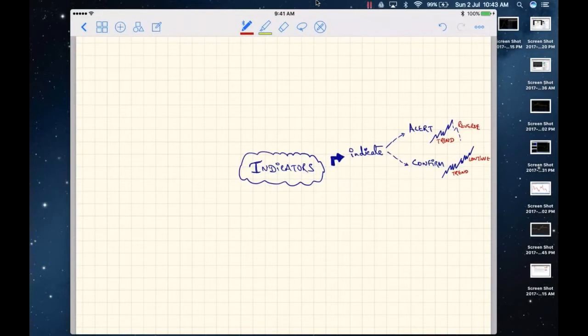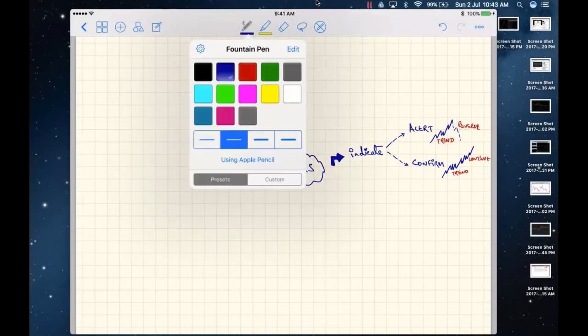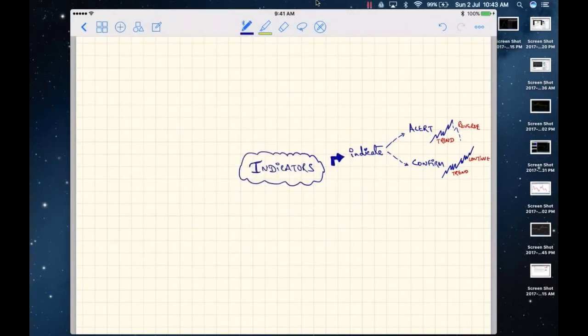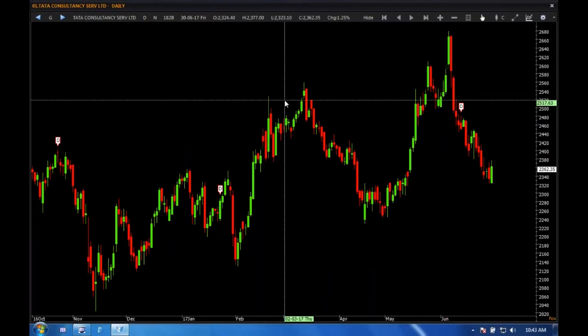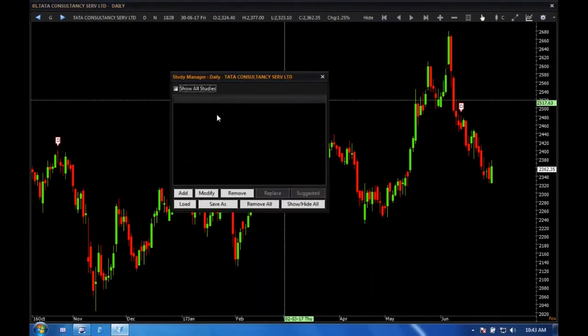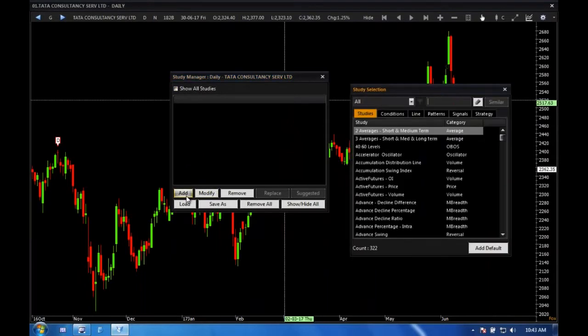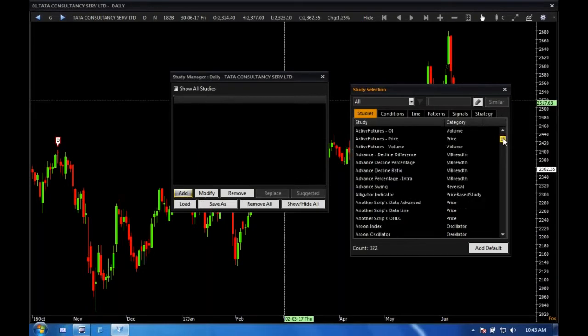But there is a slight problem over here. The slightest problem over here with indicators is that we have millions of indicators. We have thousands of indicators. How do we choose? For example, when we come to the Fox software over here and we type S, okay, when we type S and we say add, you see over here studies. These are various types of indicators.